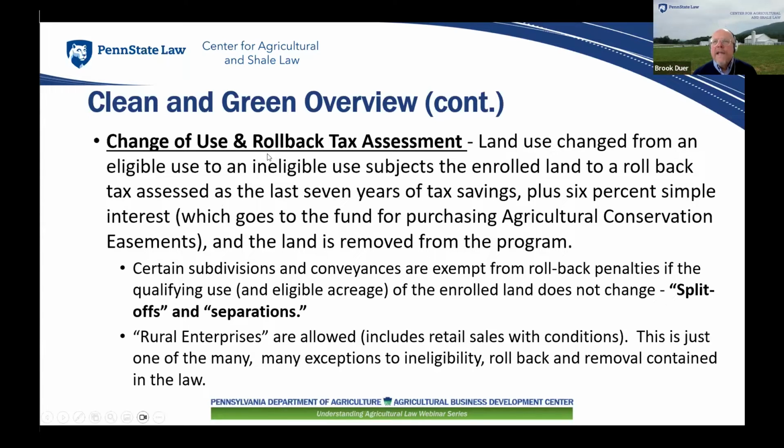So again, change of use that results in a rollback tax, which means that you get a bill from your assessor that says, pay us the last 7 years worth of tax savings that you have realized by being enrolled in this program. And if you haven't been in the program for more than 7 years, then it's going to be whatever tax benefit you've realized to that point, plus 6% simple interest. That money actually goes into the fund that ultimately goes towards purchasing agricultural conservation easements. That's where the interest goes. And not only do you pay the rollback taxes, but of course the land for the future is removed from the program.